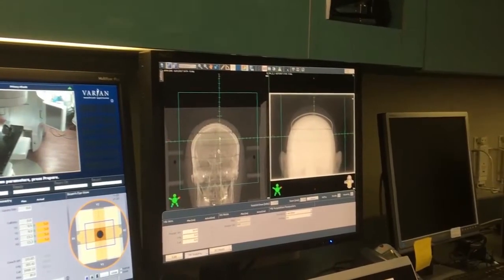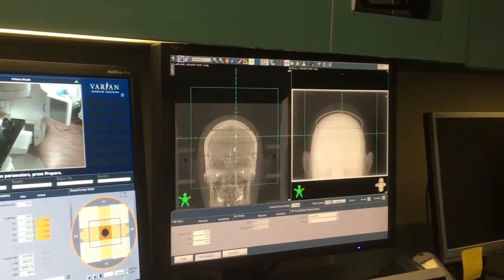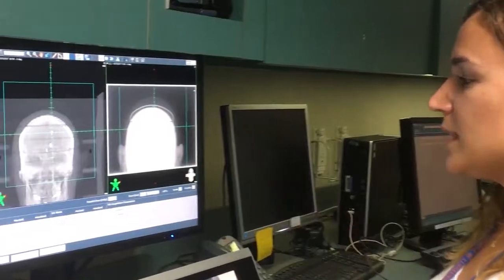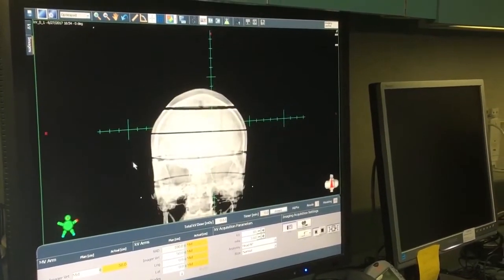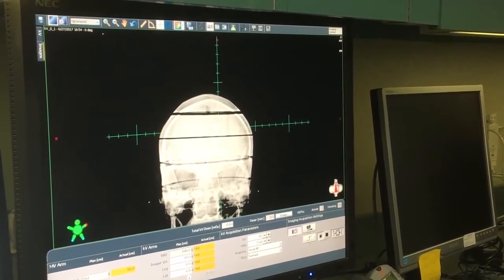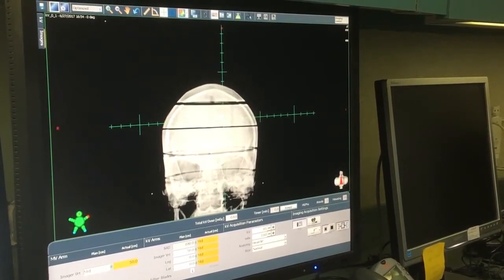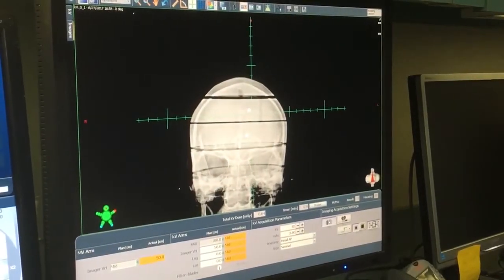So what's the difference between MV and KV image quality, and when would you use one versus another? So as you can see, the MV image quality is not as good as the KV. So this is what the KV image looks like. You can see a lot of detail and you can see a lot of contrast. This is taken with the same energy photons as what you see in diagnostic imaging. So it's in the hundreds of the KVs.